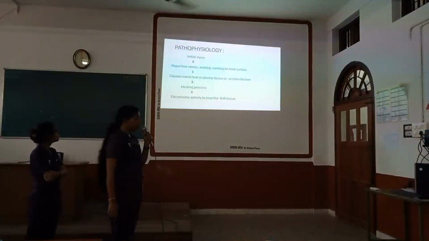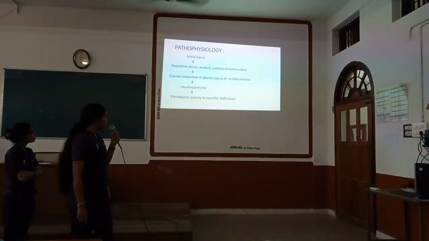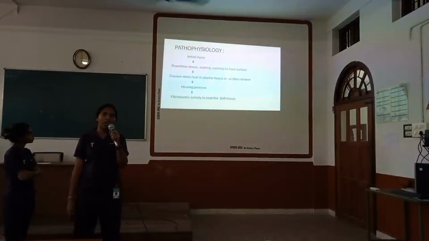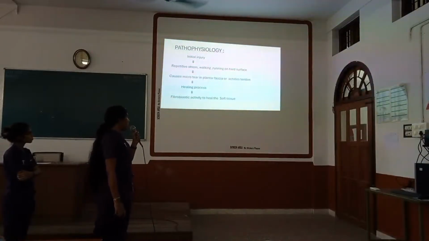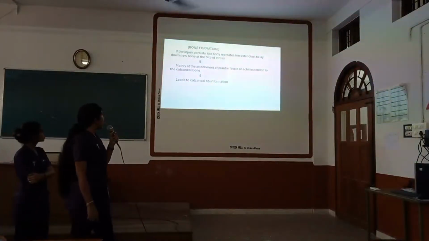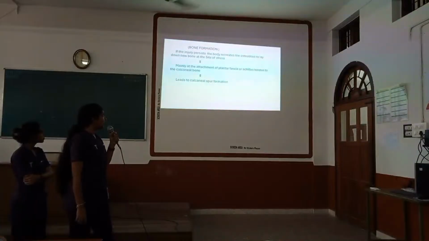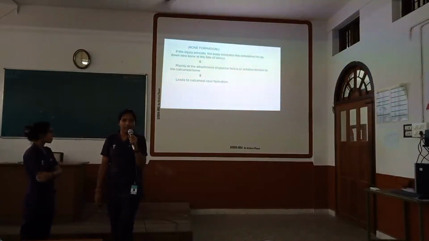Pathophysiology: any initial injury followed by repetitive stress, such as walking or running on hard surfaces, causes microtears in the plantar fascia or Achilles tendon. In the healing process, fibroblastic activity heals the soft tissue, which results in bone formation. If the injury persists, the body recruits osteoblasts to lay down new bone at the site of stress, mainly at the attachment of plantar fascia or Achilles tendon to the calcaneal bone, and it leads to calcaneal spur formation.